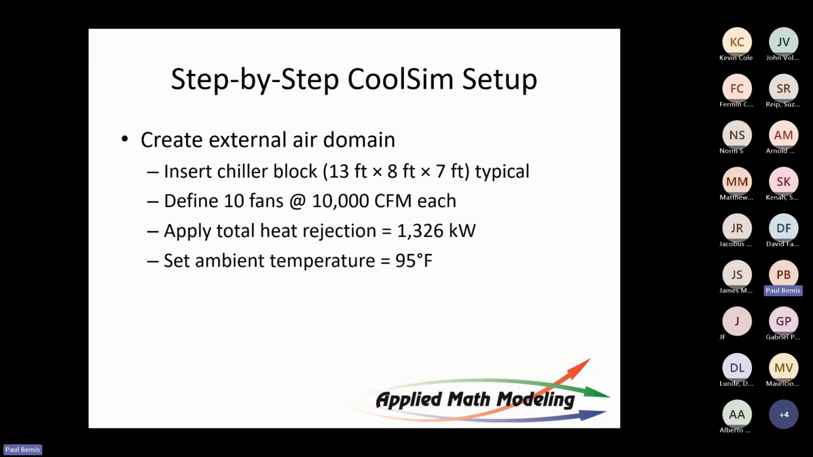The chiller blocks are generally 13 feet, 8 feet by 7 feet. It depends on the size, of course. The one we picked earlier was that size. You know, the number of fans is proportionate to the size of the unit you've chosen. Set the ambient air temperature. So setting these things up is fairly easy.